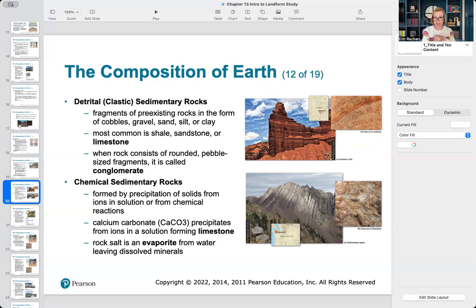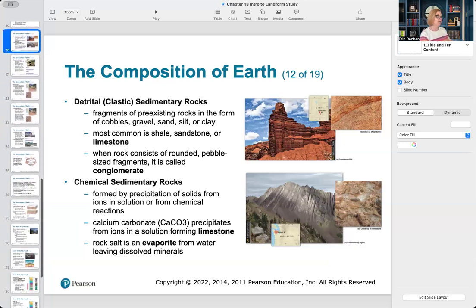Now, chemical sedimentary rocks form when dissolved minerals precipitate from solution. Limestone that forms in caves and caverns through the dripping of water is a perfect example. Remember those stalactites and stalagmites. Those are chemical precipitates, and we're going to study those also more in depth in a future chapter.